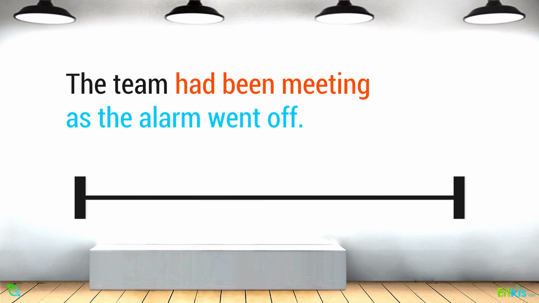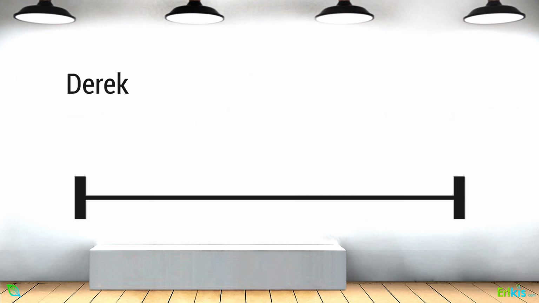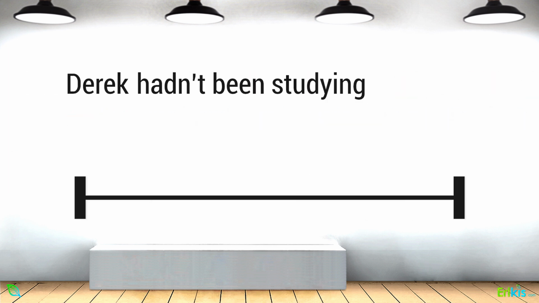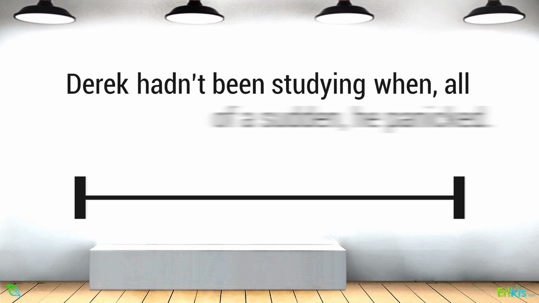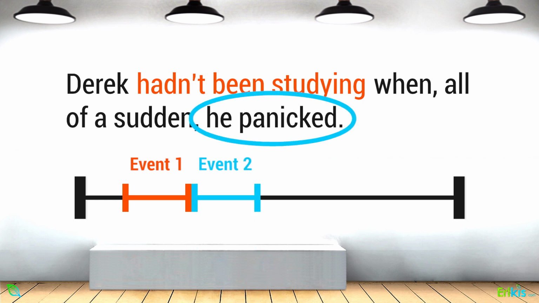And now let's look at one more example, and here it is. Derek hadn't been studying when all of a sudden he panicked. So the first and earlier event is Derek failing to study. The second event is that he finally panicked.